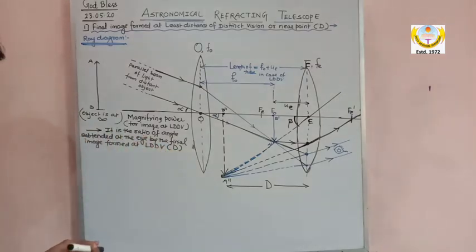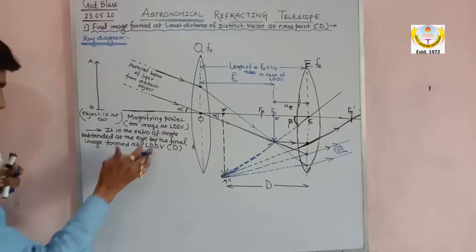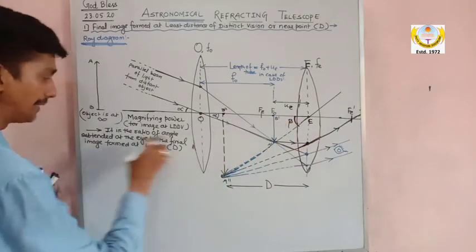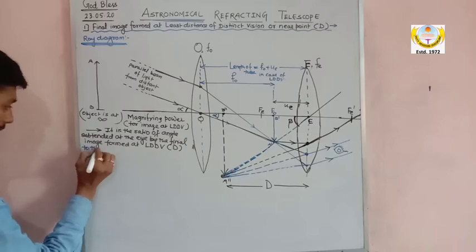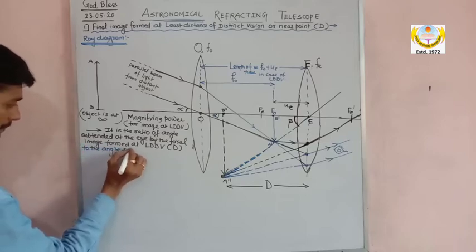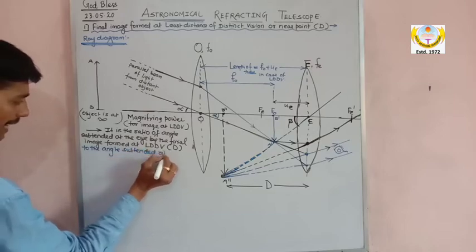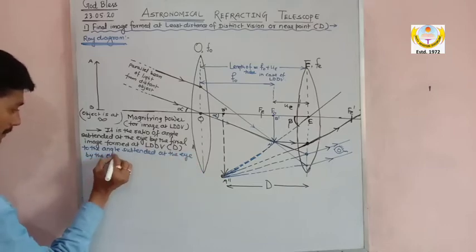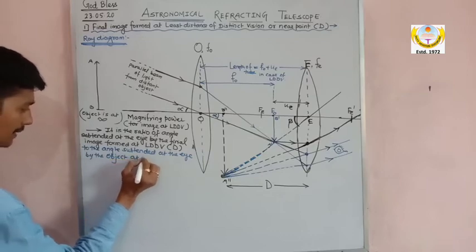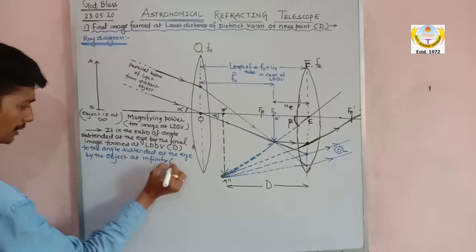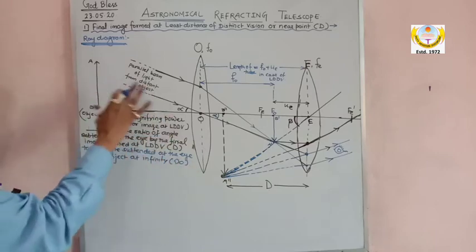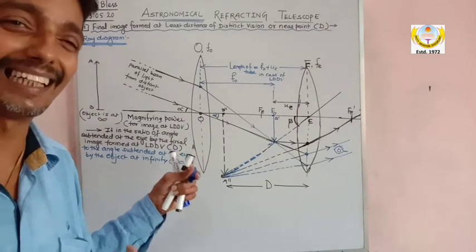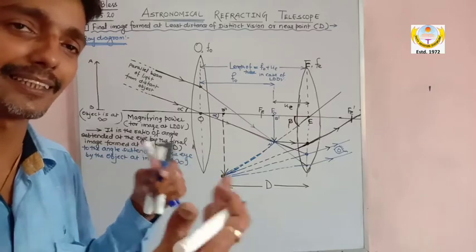That is, capital D distance, where it is formed. Now this is for beta, my dear: the angle subtended by the final image at the eye formed at LDDV, that is angle beta, to the angle subtended at the eye by the object at infinity. Simple. What is the magnifying power of the telescope when the image is at the least distance of distinct vision?